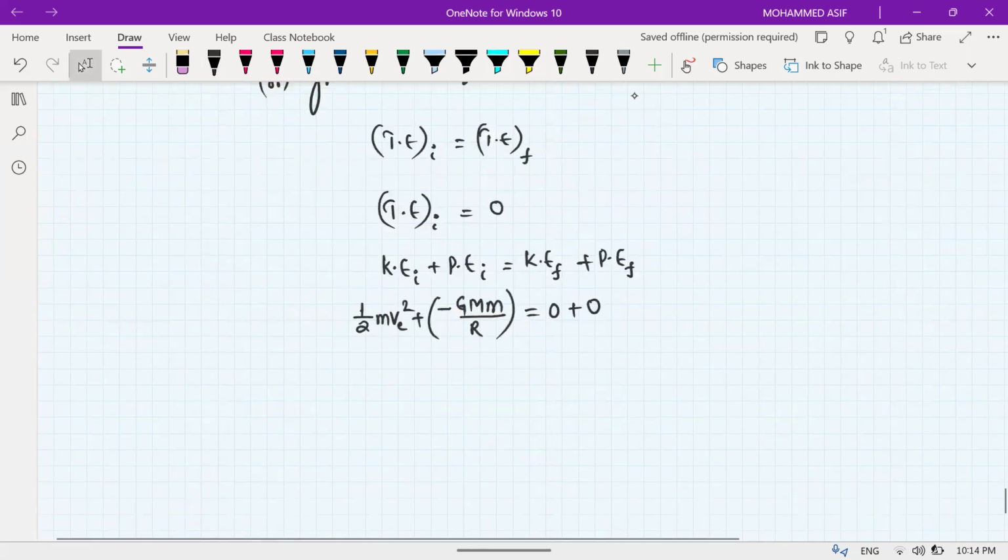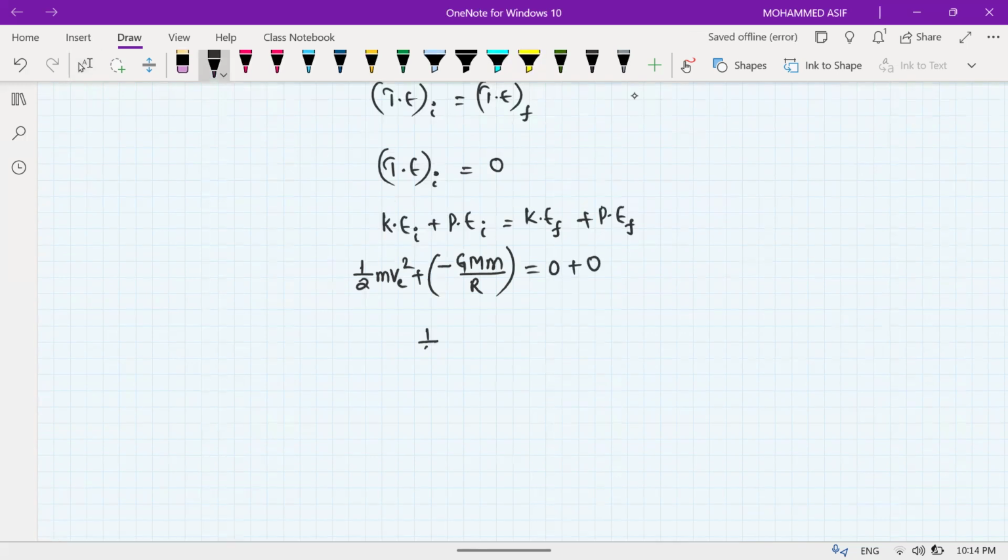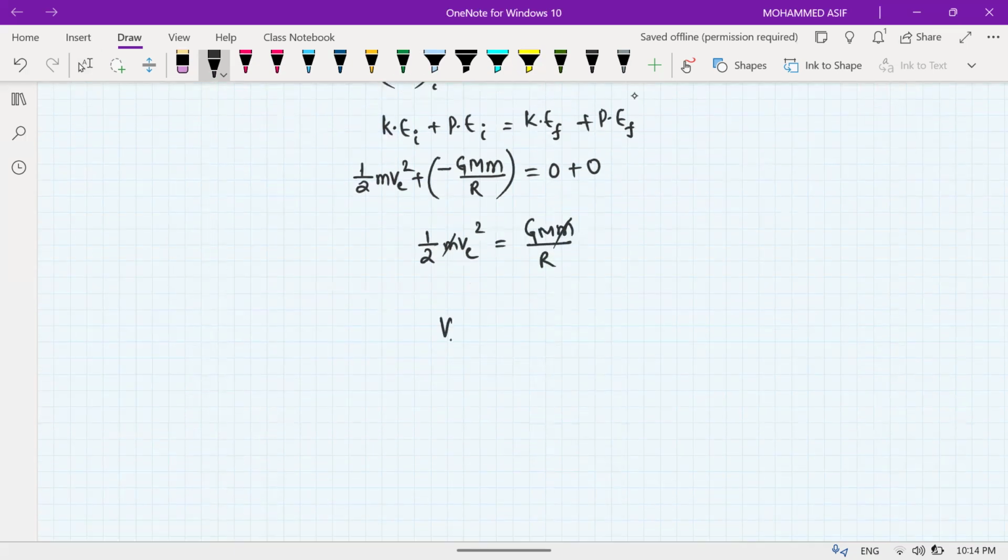Am I clear? And it is a potential energy minus. So this value will be equal to half m v square is equal to capital G, capital M, small m divided by r. So small m, independent of the mass of the object. So the escape velocity formula will be v square is equal to 2 G M divided by r.